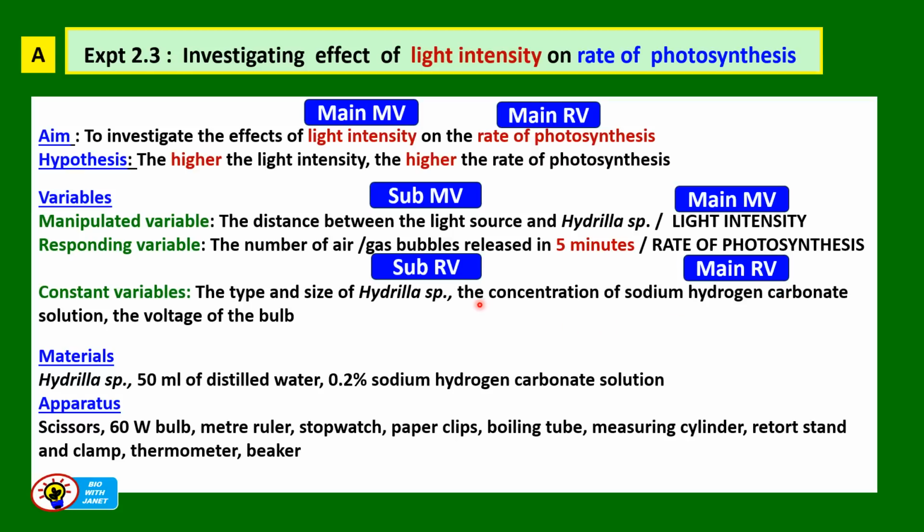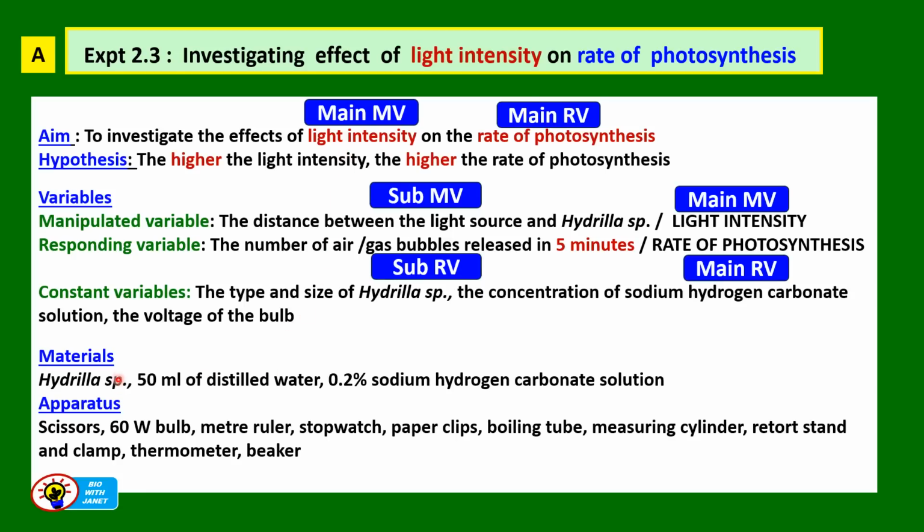All right. So please note that you have to write concentration of sodium hydrogen carbonate solution. You have to write the word solution. Don't just write concentration of sodium hydrogen carbonate. It's incomplete. It's a solution, so you must write the word solution inside. So remember this word solution. The voltage of the bulb, even the temperature is a constant variable. Must keep the temperature constant. Okay, we only change the light intensity.